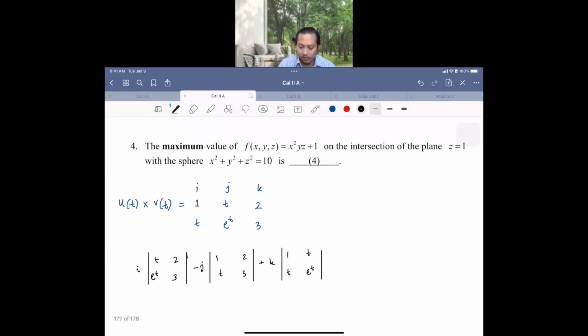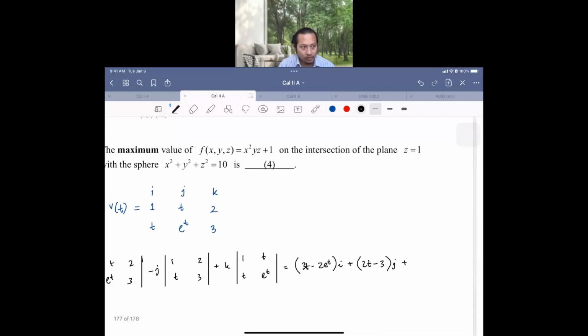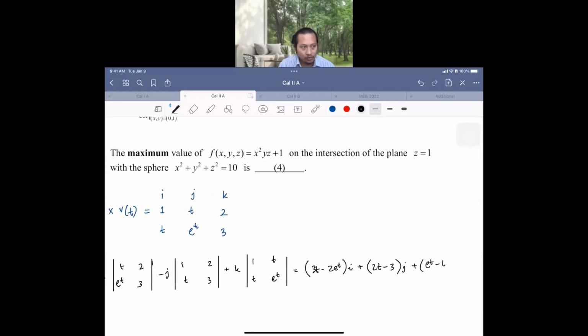Yeah. You can write that this is 3t minus 2e^t i, and then minus 3 minus 2t, or if you want to make it flat, so 2t minus 3, right? And then plus j, and then plus e^t minus t squared. Okay, right?